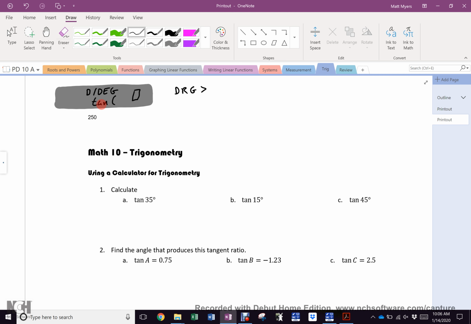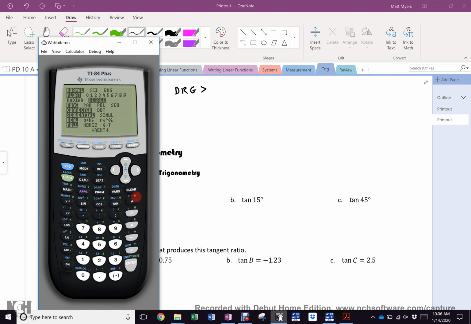Excellent. So all you do for all of trig is punch in what you see. Now I want every single one of you to hit the button tan, then the button 3, then the button 5, then the equals button. Don't say it out loud. Did you get this?